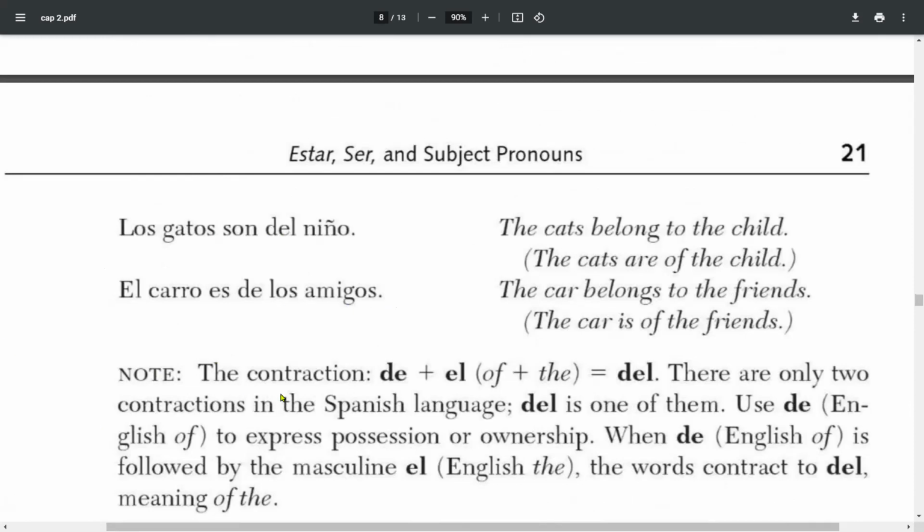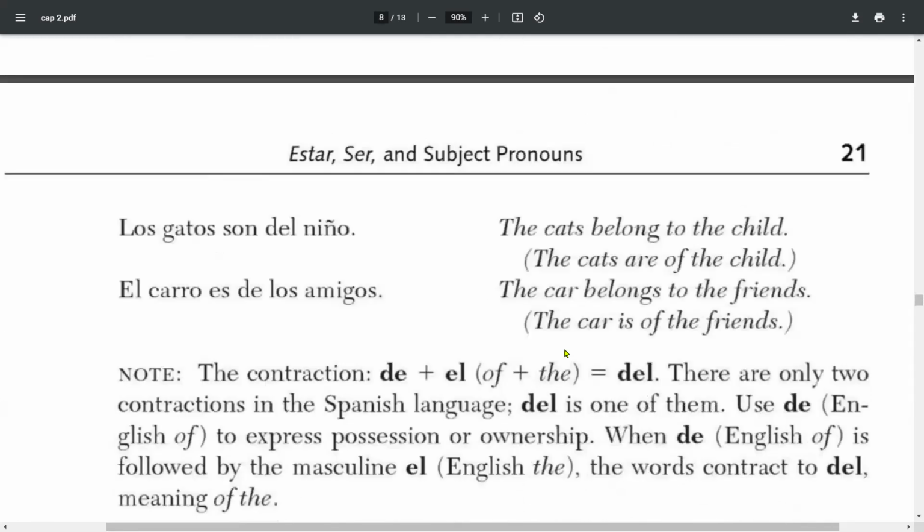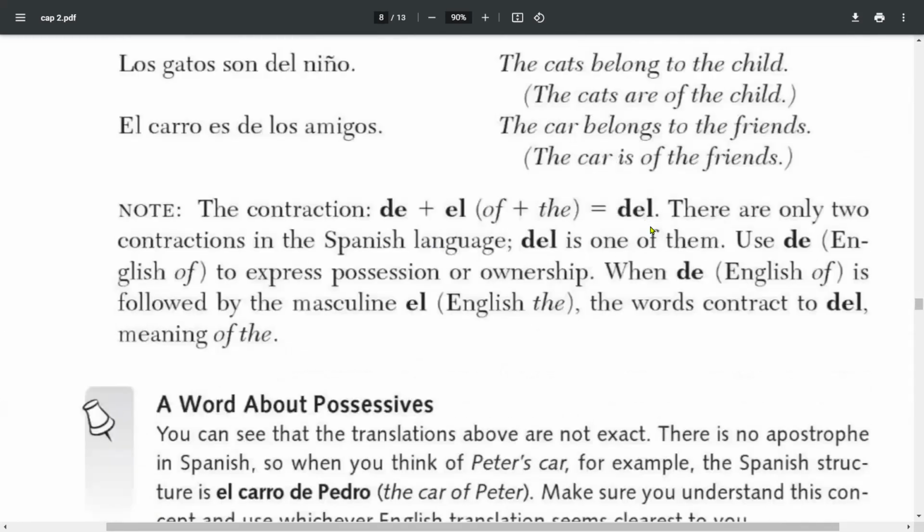This note is important. We have a contraction here. De el, like in English, of the. Del hombre rico, of the rich man. So we have the preposition of and the, of the, that becomes del in Spanish, one of the contractions.